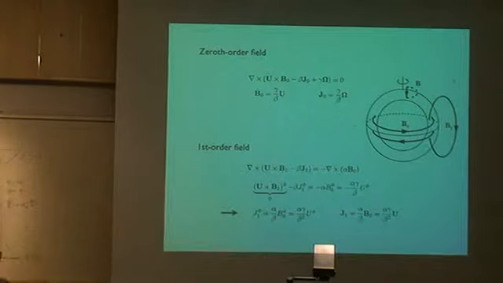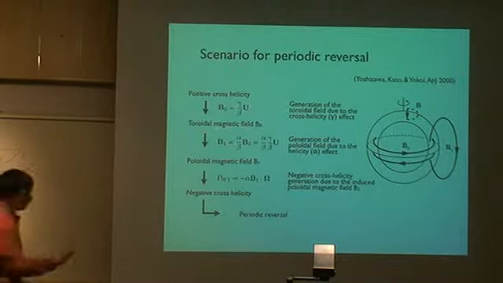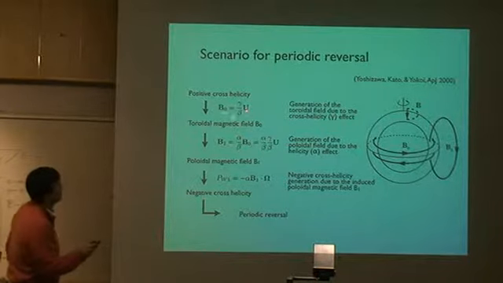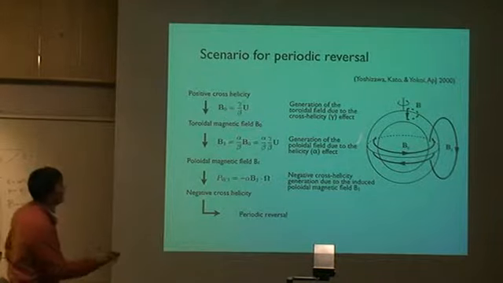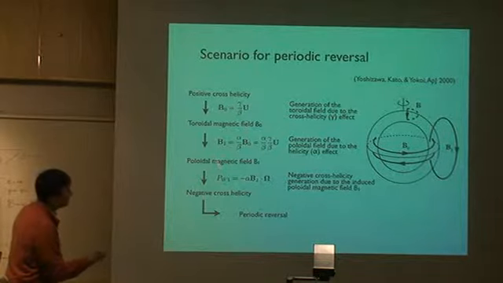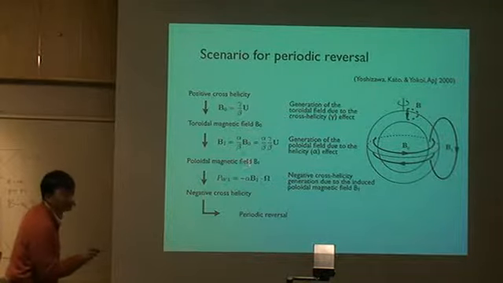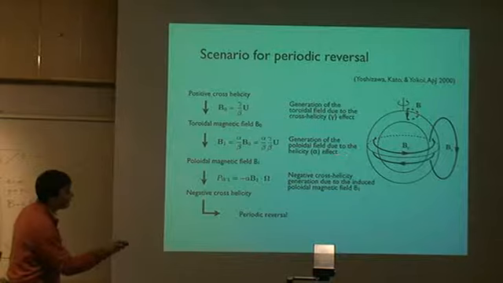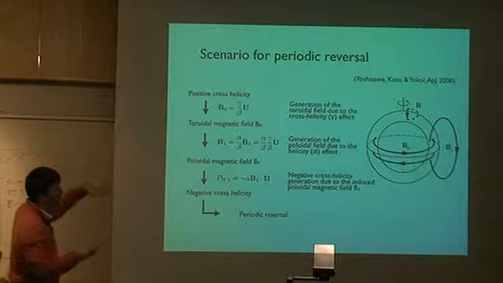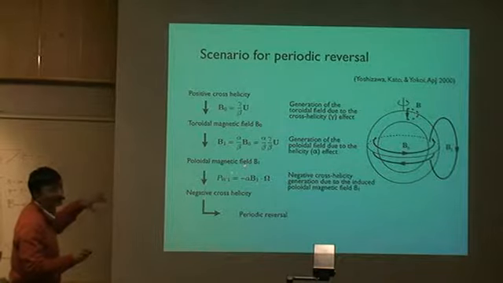But anyway, the consequence is that if we have positive cross-helicity in some places, then due to this rotational motion, we have a toroidal magnetic field, B0. And from the toroidal magnetic field, due to the alpha effect, we can have some B1 field, something like this. But if we consider the production mechanism of cross-helicity itself, this generated magnetic field will always contribute to negative production of cross-helicity. That's a very important point.